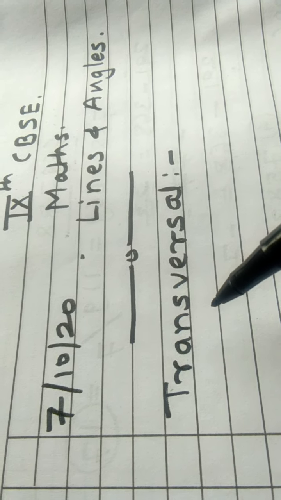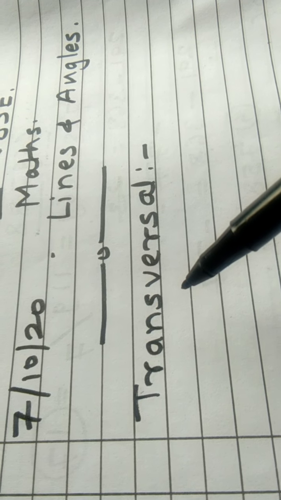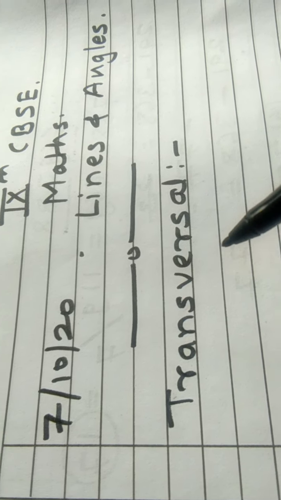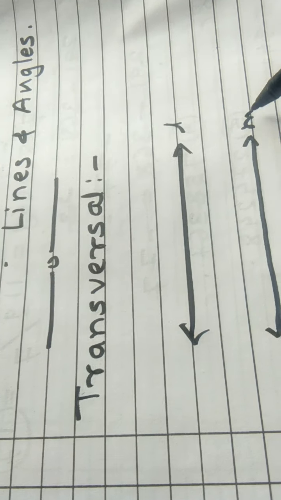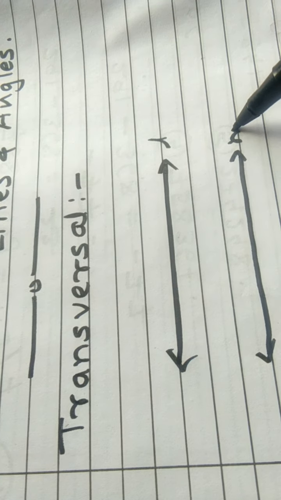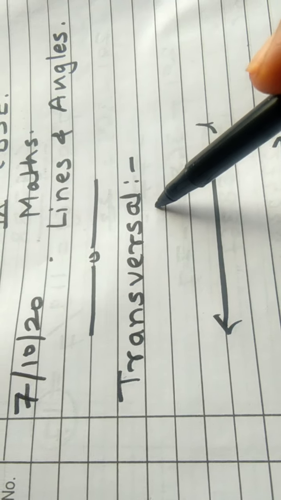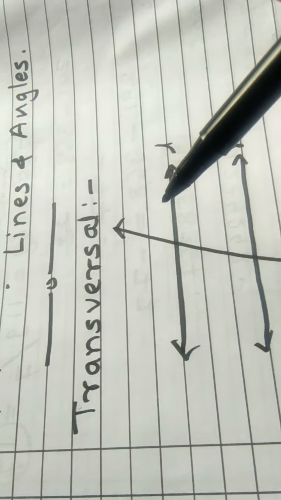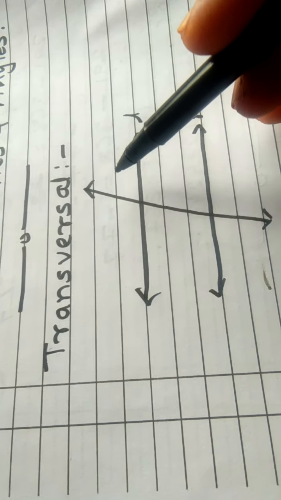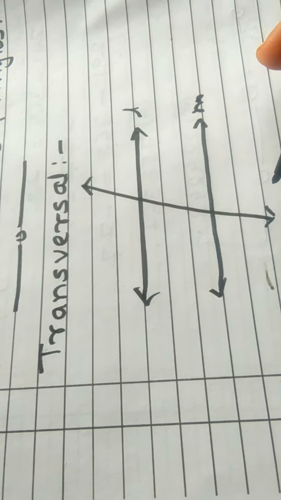See, the point is transversal. What do you mean by transversal of two parallel lines? We know the definition of parallel lines. Suppose line L and M are two parallel lines. If a line intersects these two lines at two different points, then that line is called a transversal of lines L and M.